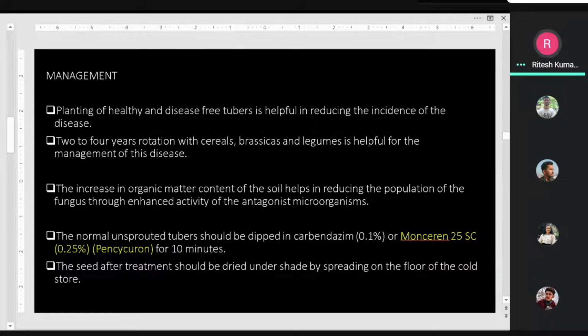Tuber treatment with boric acid can also be done here before planting. Before planting, boric acid treatment is very important at the rate of 3%, that is 30 gram per liter.